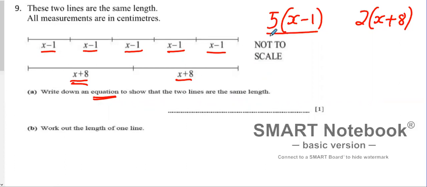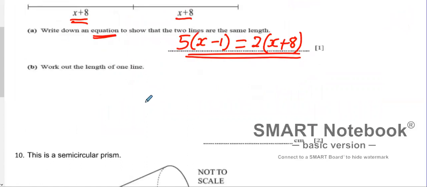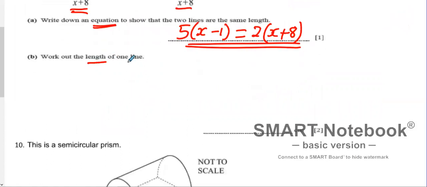Now, write down an equation to show that the two lines are the same length. That means this length here should be equal to that length. So the equation will be 5 times x minus 1 equals 2 times x plus 8. This is the equation, and you simply stop there. Now work out the length of one line. To do that, we need to solve for x. Do you know what it means to solve for x? Solving for x means find the value of x.